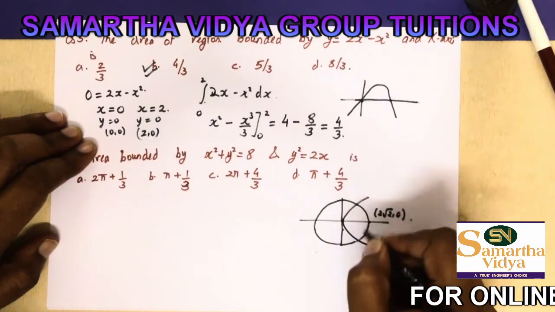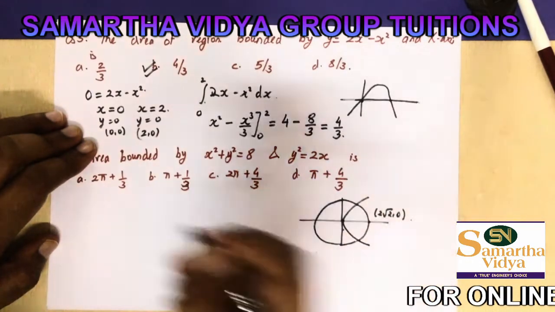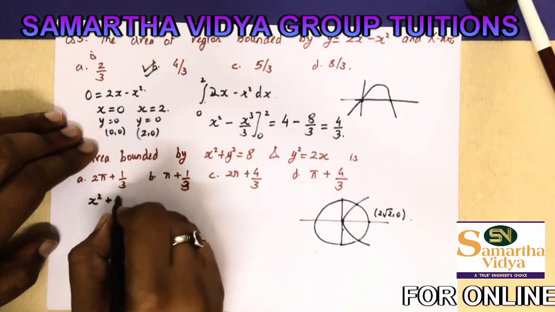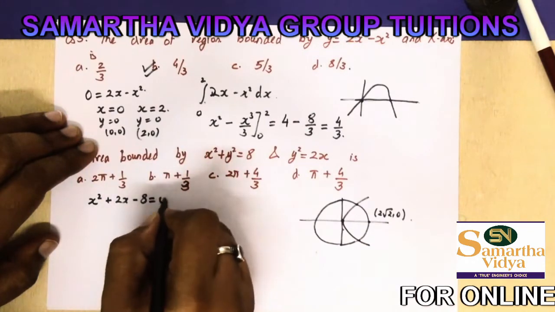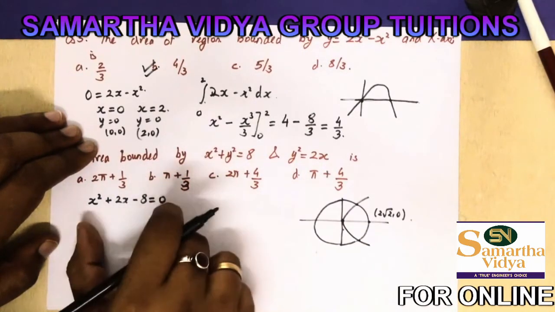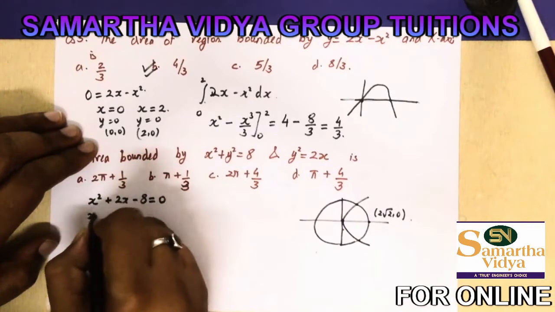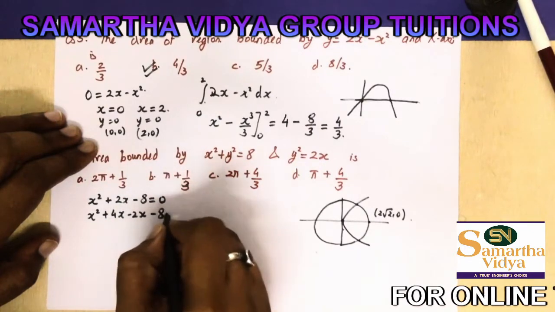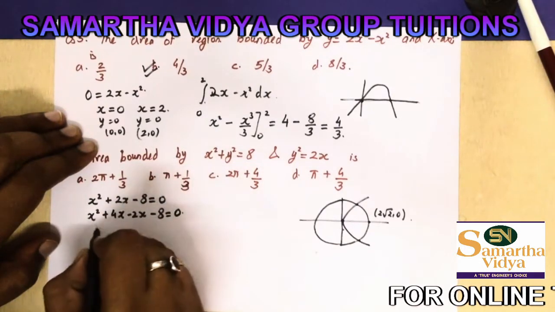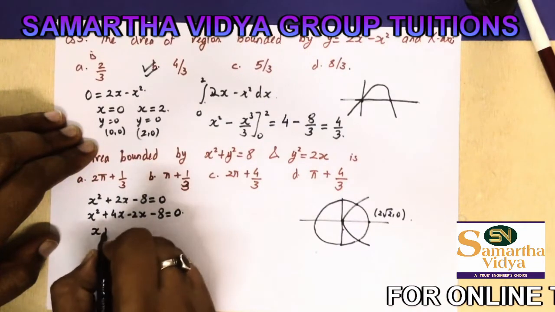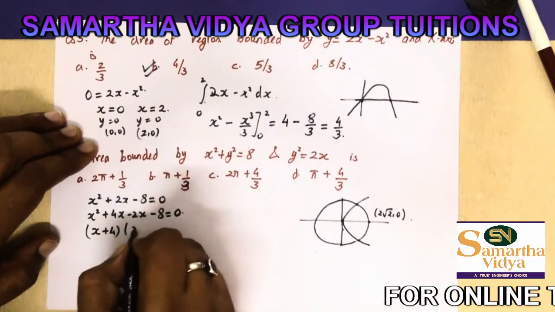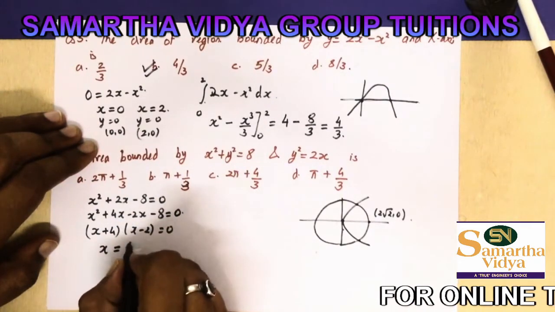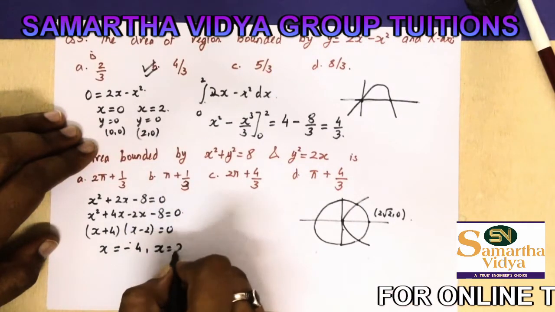For this I need to find the point of intersection. For that we need to substitute y square in this. So I'll be getting x square plus 2x, let's take the 8 on the other side, is equal to 0. So we need to solve this particular quadratic equation. We can see that it is nothing but 4x minus 2x. From this if I solve, I'll be getting x plus 4 as one of the factors and x minus 2 as the other factor. So I'll be getting x as minus 4 and x as 2.